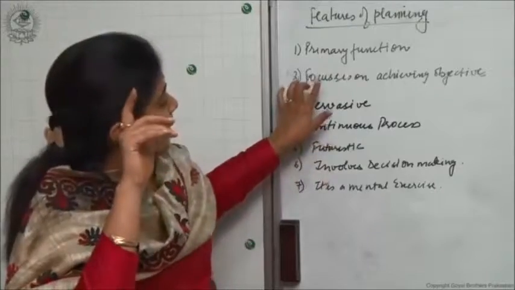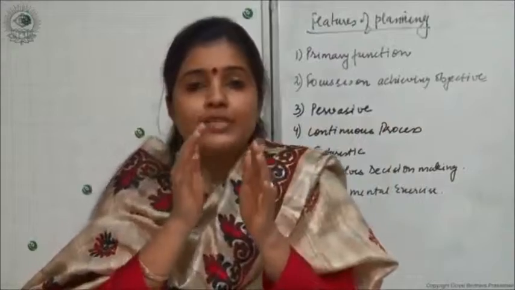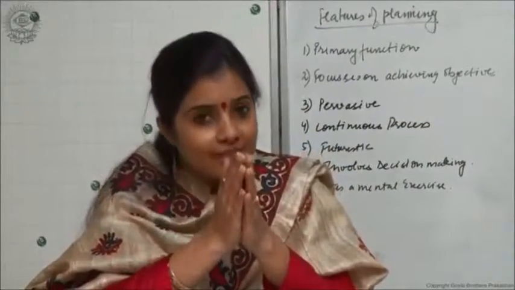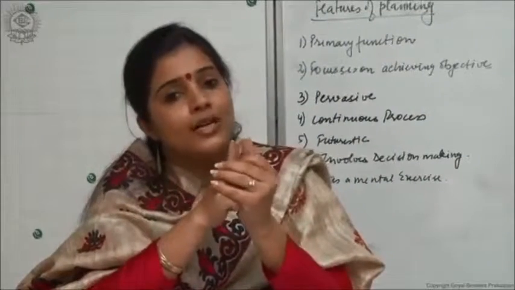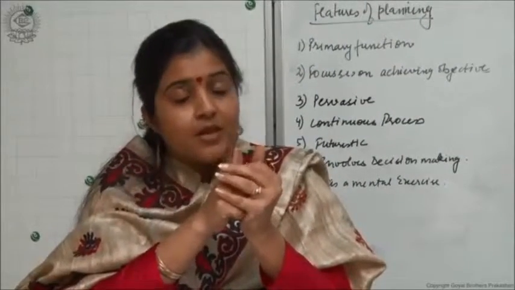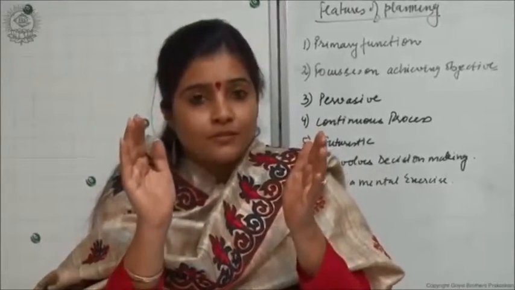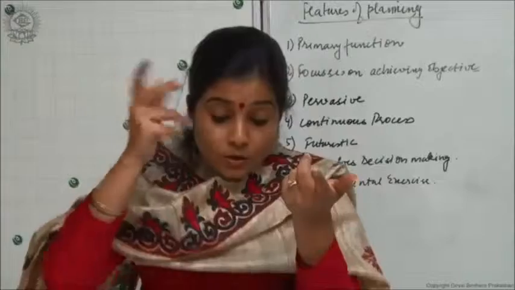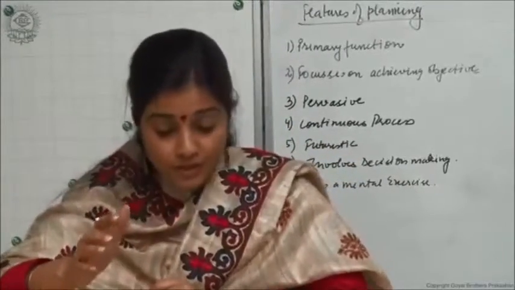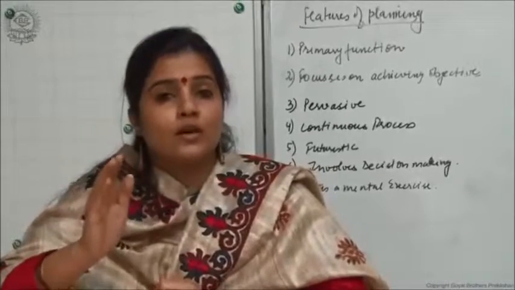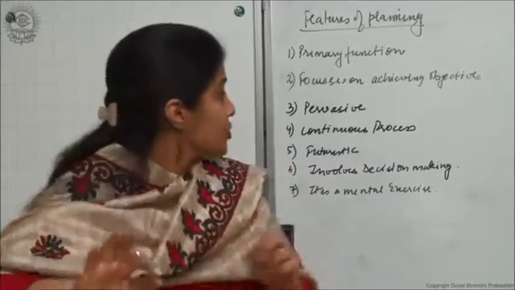Second, planning focuses on achieving objectives. Before you decide on the course of action that has to be undertaken, the first and foremost thing is you have to set out the organizational goals and objectives. Until and unless you have set out a goal and objective, how are you going to formulate a course of action that has to be undertaken? So first of all, specific goals are to be defined, which are to be achieved by the organization.